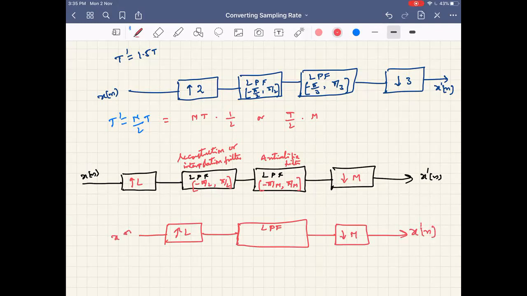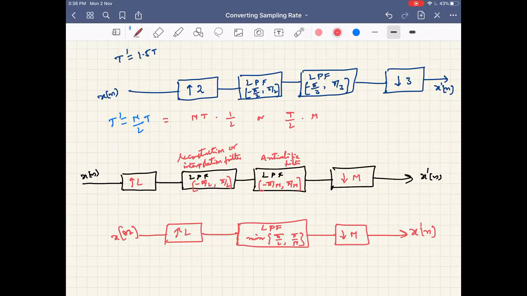It should avoid the replicas due to upsampling. It should also perform the anti-aliasing to limit the bandwidth before downsampling. So its cutoff frequency has to be the minimum of pi by L and pi by M. This is the cutoff frequency of the low pass filter.